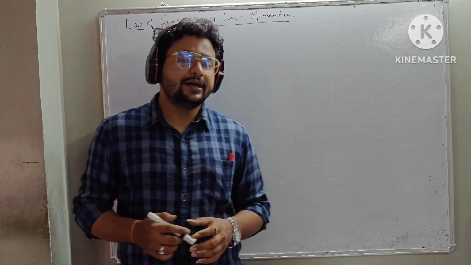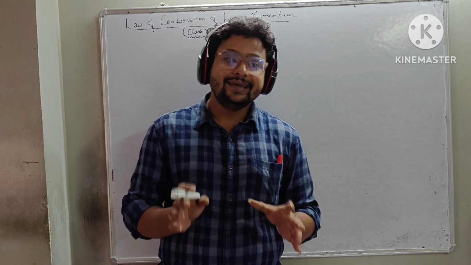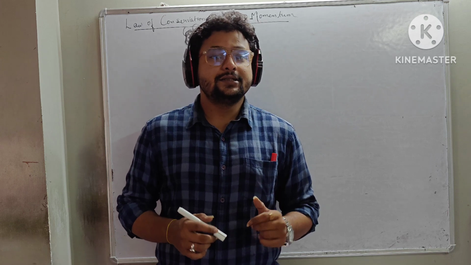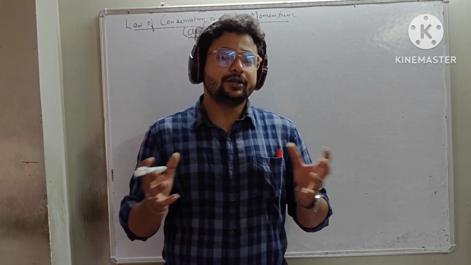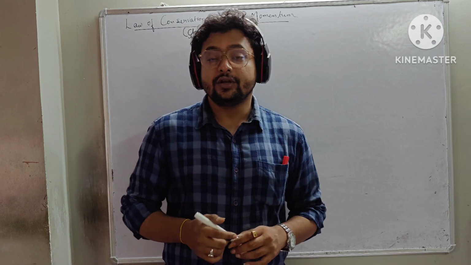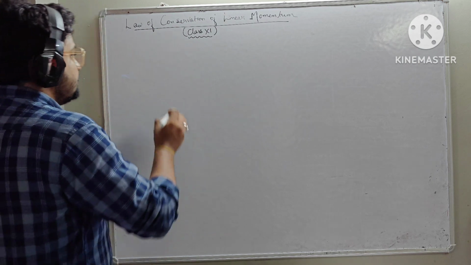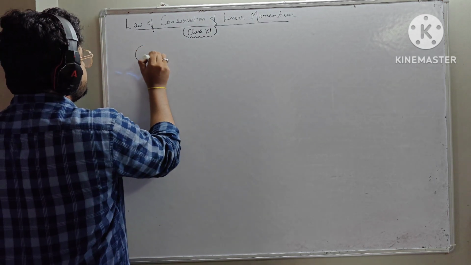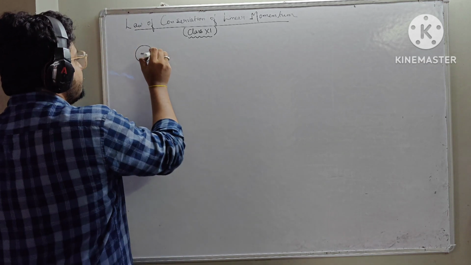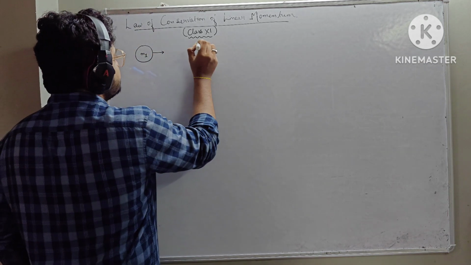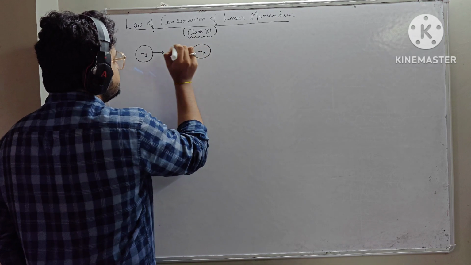There are many ways of understanding this law, but today we are going to understand it in a very easy way, with the help of a simple collision. Two bodies are approaching each other and colliding. Suppose this is one body of mass m1 coming in this direction, and this is another body of mass m2 coming in this direction.